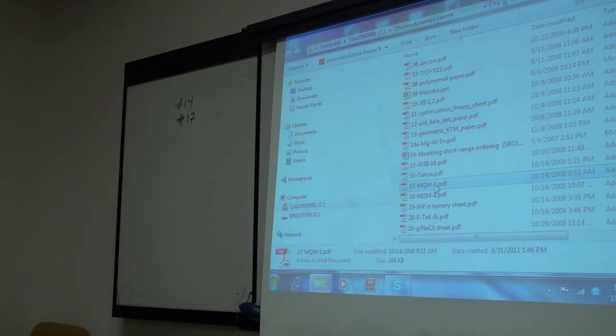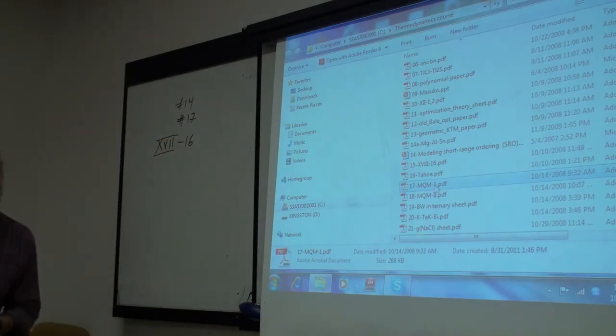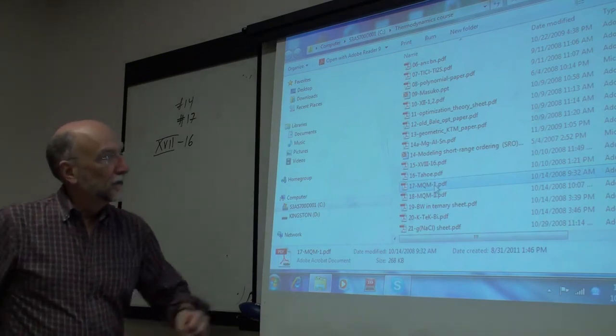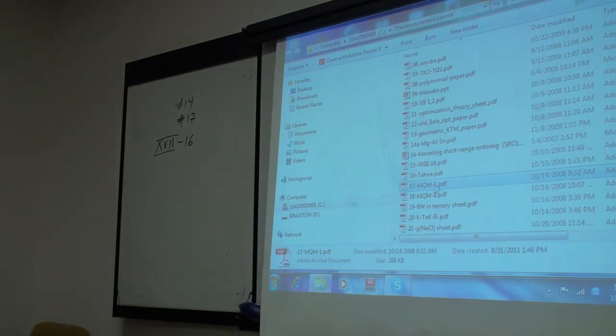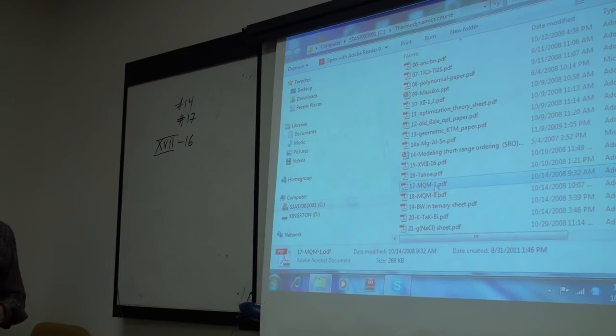For homework, try number 16. This is the associate model. I said half an hour ago I took the associate model equation and set d delta g, d number of associates equal to 0, and you can solve it to get the equilibrium constant. This is doing that. Just prove to yourself you can do it. You don't have to.